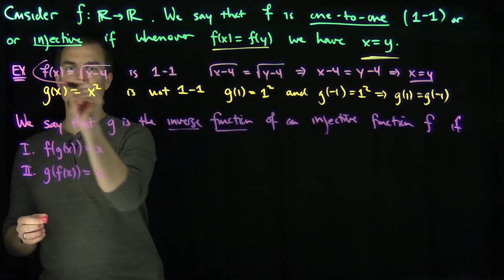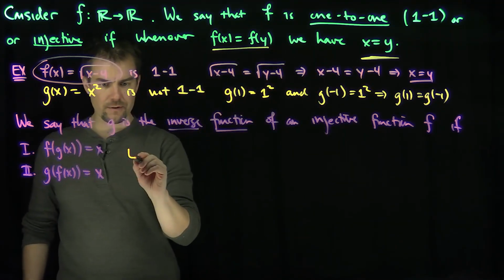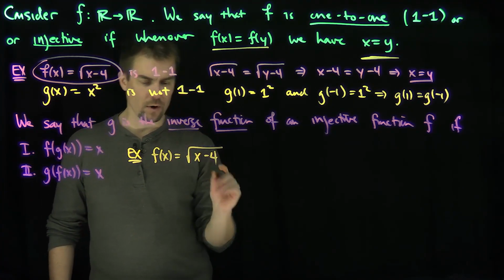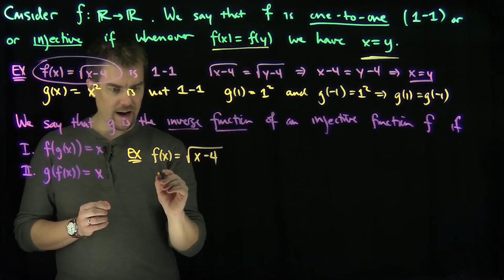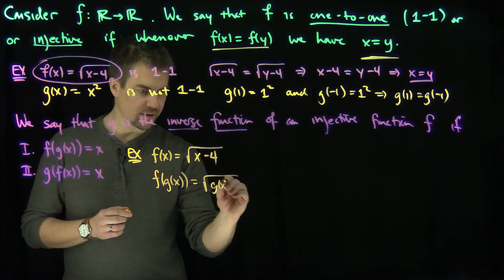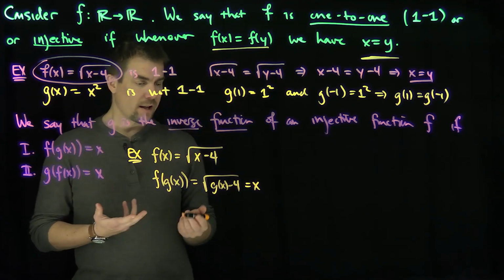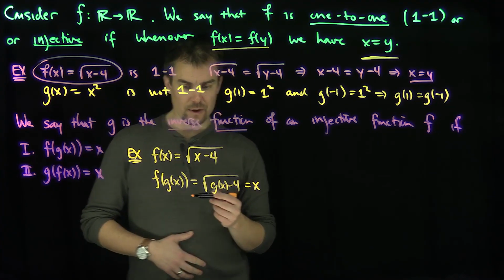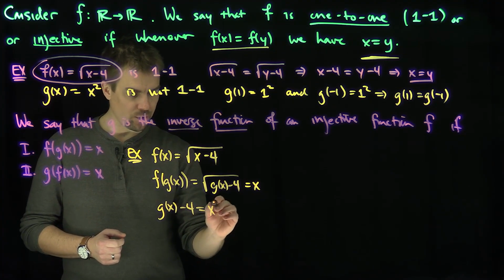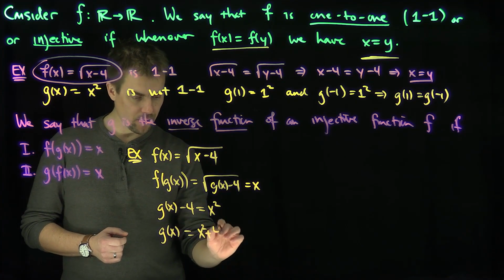So let's try to find the inverse function of this function over here. So what would we like to have happen? If we have f of x, which is the square root of x minus 4, I would like to plug in a g of x to this expression and get the square root of g of x minus 4, and I'd like this to output x. And so I can figure out what this g of x is by solving this equation. If I solve this, I'll get g of x minus 4 is equal to x squared, and therefore g of x is equal to x squared plus 4.